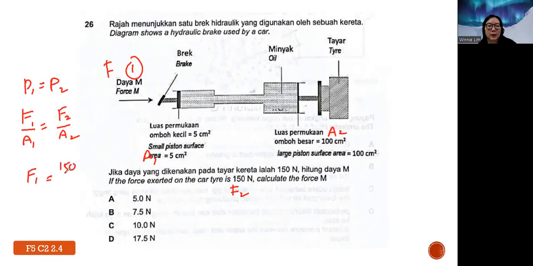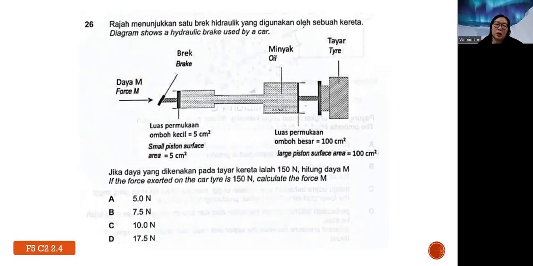Then you have 150 divided by 100 times 5. Press the calculator again. You get 7.5 Newton. For your understanding, I also tell students, if the surface area is smaller, the force is smaller. Bigger area, bigger force. So this is how the idea of hydraulics works. You use a small force, but you can cause a bigger load to move. That one is for a hydraulic jack. Like this one, you cause a bigger force to stop the tire.